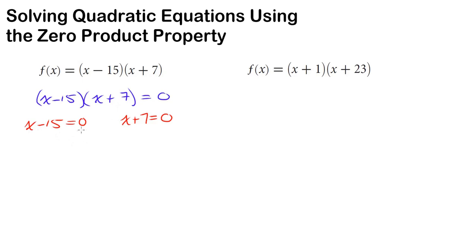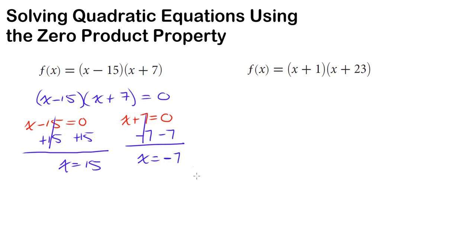So on x minus 15 equals 0, all I have to do is add 15 to both sides. And I get x equals positive 15. And over here, for x plus 7 equals 0, all I have to do is subtract 7 from both sides. And I get x equals negative 7. So these are the x-intercepts or zeros of this quadratic function, 15 and negative 7. And so these would be the solutions of the quadratic equation.